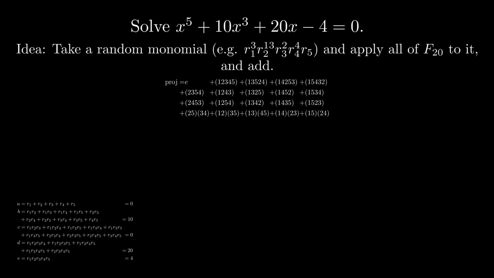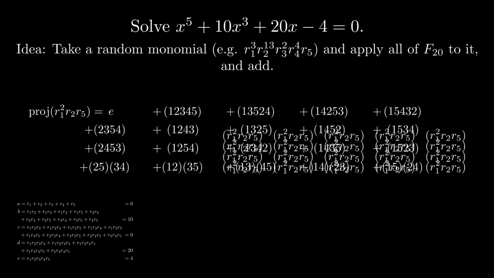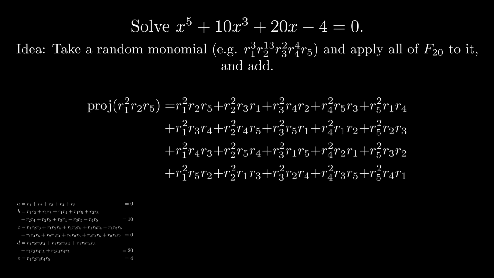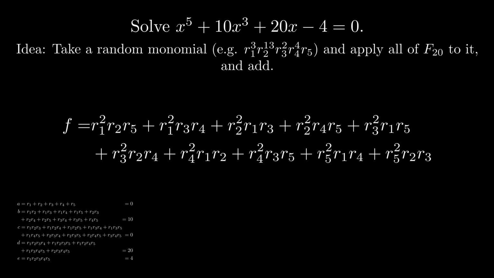So what does work? It turns out that the first monomial that gives us something we can use is proj of R1 squared R2 R5. Writing down what proj is, distributing the monomial, and acting, we get this sum here. Of course, each term is counted twice, so we'll actually work with the projection divided by 2, this sum here. We have values for a through e, the Vieta symmetric sums, so we'll call this symmetric sum f.